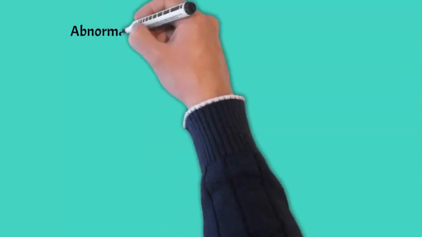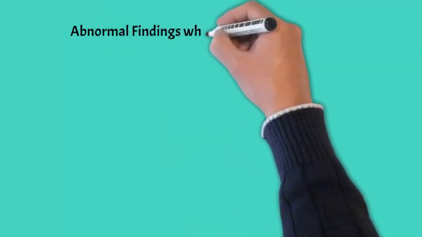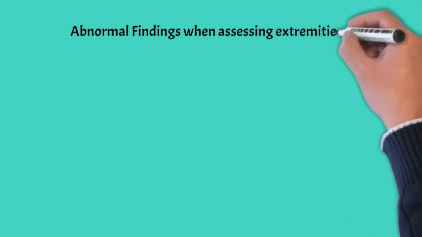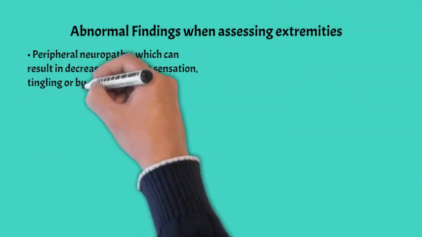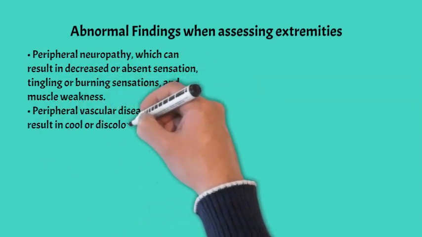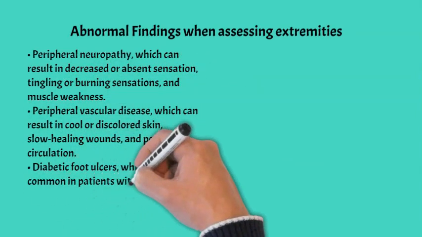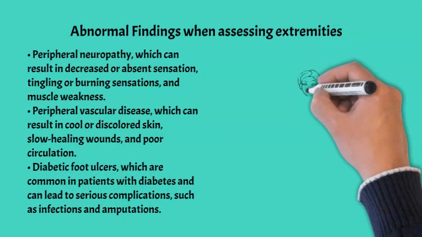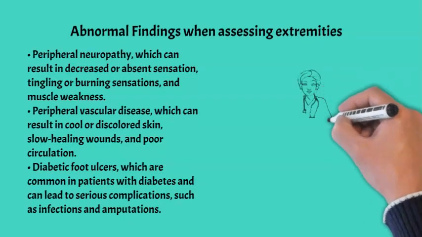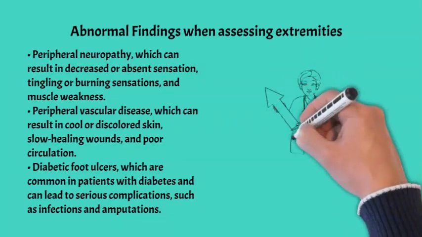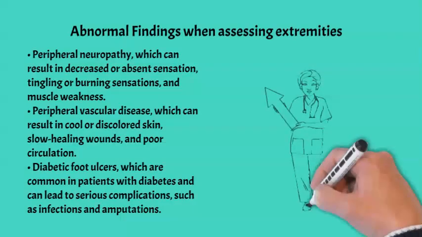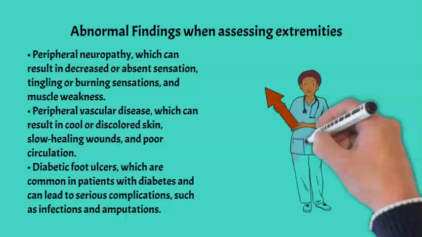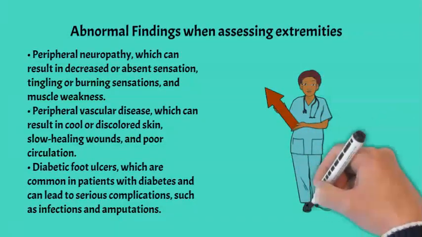To assess extremities, you should look for the following signs: decreased or absent sensation, tingling or burning sensations, muscle weakness, poor circulation, as evidenced by cool or discolored skin or slow healing wounds. Abnormal findings in nursing assessment of extremities include peripheral neuropathy, which can result in decreased or absent sensation, tingling or burning sensations, and muscle weakness. Peripheral vascular disease, which can result in cool or discolored skin, slow healing wounds, and poor circulation. Diabetic foot ulcers, which are common in patients with diabetes and can lead to serious complications, such as infections and amputations. As a nurse, it's essential to perform regular assessments of extremities in patients with diabetes and report any abnormal findings to the healthcare provider.